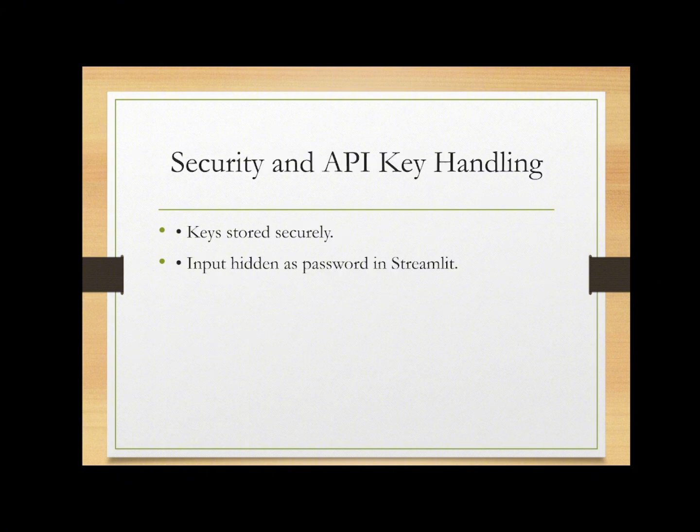Security and API key handling. Security is very important in any AI project. The API key is hidden using password input fields in Streamlit and can be stored as an environment variable. This prevents unauthorized use of the OpenAI APIs.